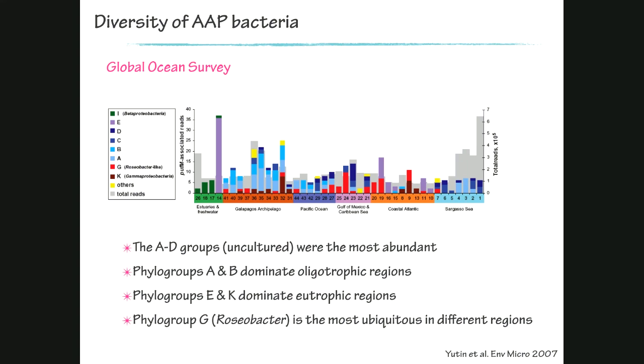So they concluded that the A to D groups, which are uncultured, were actually the most abundant in this study. That phylogroups A and B dominate in oligotrophic regions, whereas phylogroups E and K dominate in more eutrophic regions, and that phylogroup G, which is related to Roseobacter, is the most ubiquitous in different regions.